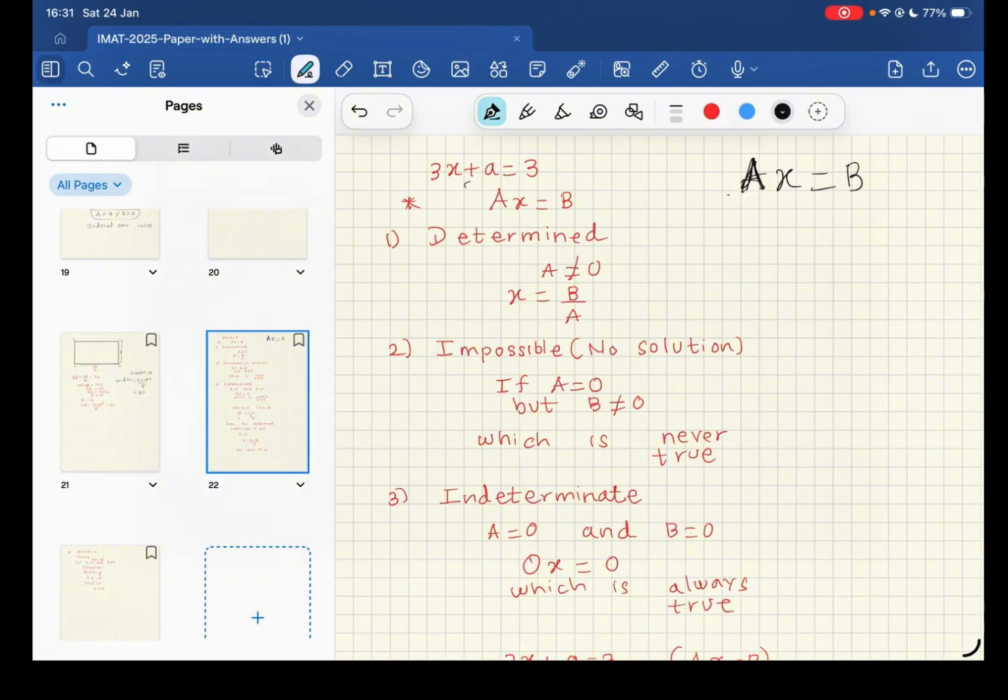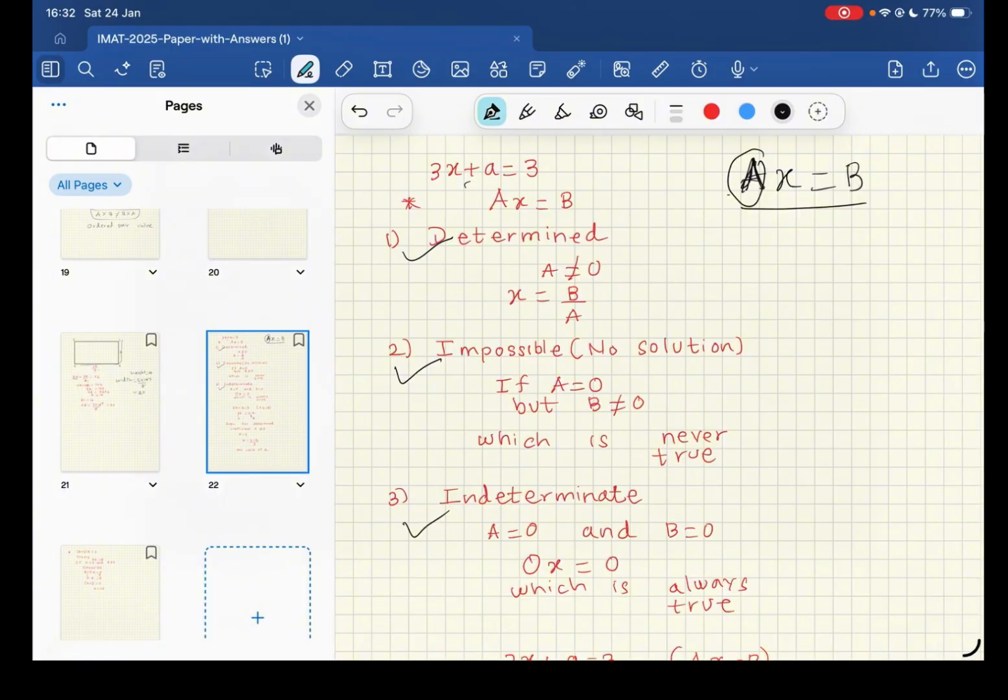So there is a theory behind it. Let's try to understand the theory. Any linear equation can be simplified into the form AX = B. The value of the coefficient A determines the nature of the solution. So linear equations can be classified, or distinguished, into three main types: determined, impossible, and indeterminate. Determined means it has a unique solution.